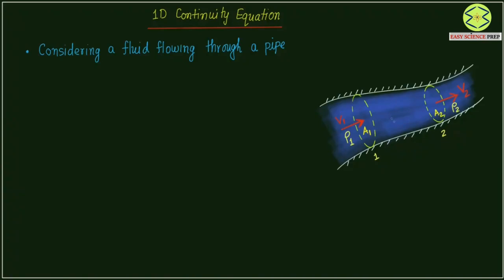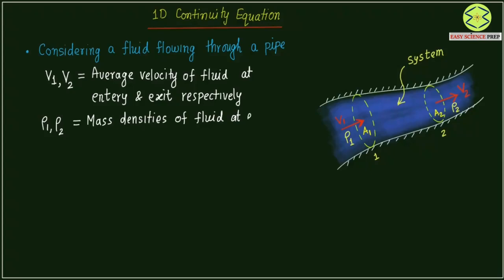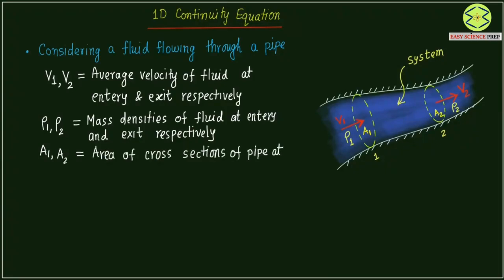So we can assume this particular portion as a system, and we can apply the law of conservation of mass to this system, and we can find the one-dimensional continuity equation. Let me write down these things. v1 and v2 are the average velocity of fluid at entry and exit respectively. ρ1 and ρ2 are the mass densities at entry and exit, while areas A1 and A2 are the areas of cross section of the pipe at entry and exit.